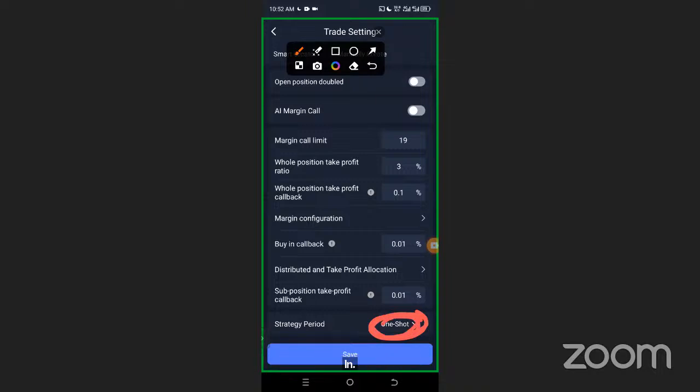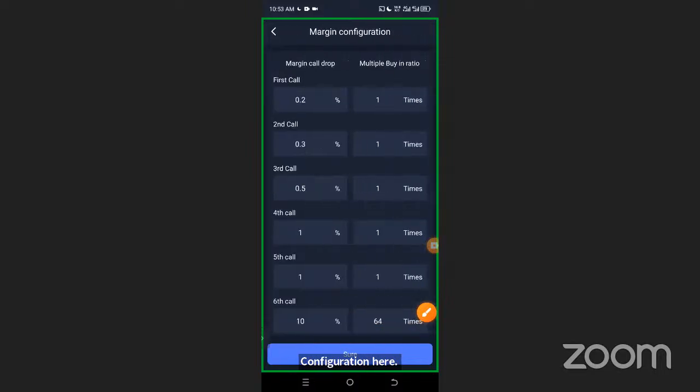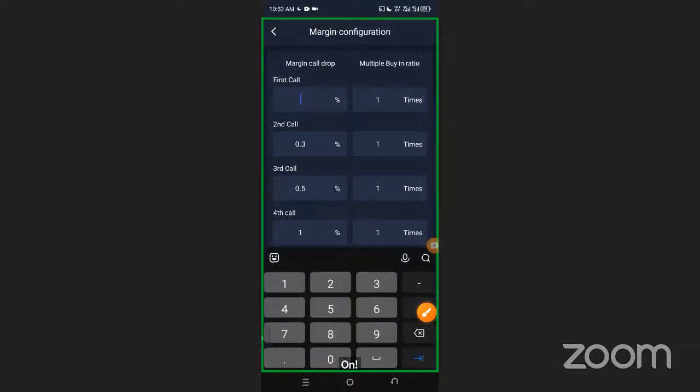Then come to margin configuration here, this side. Make sure here on margin call drop, the first is 0.2, the second is 0.3, then here 0.4.